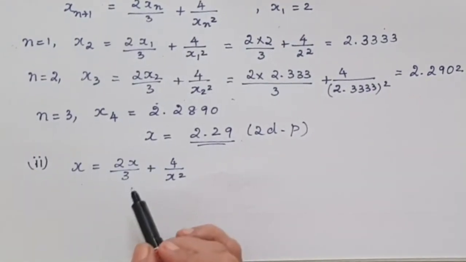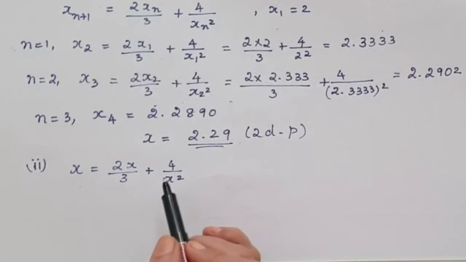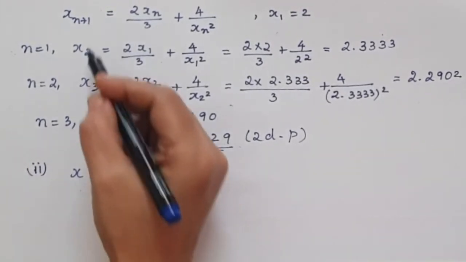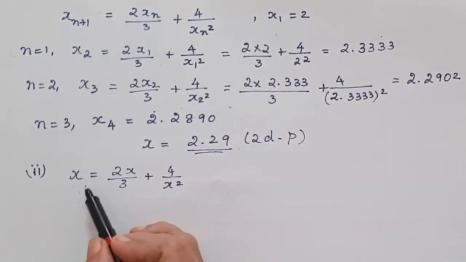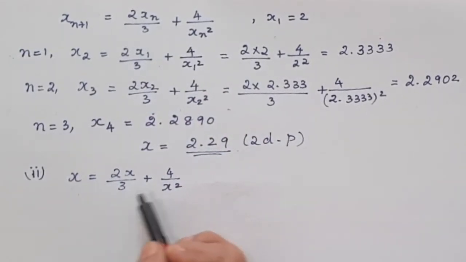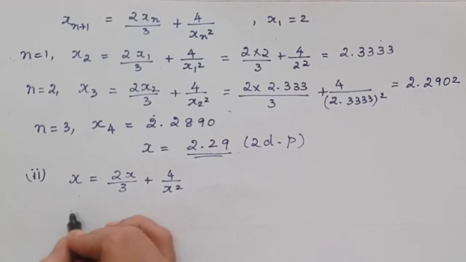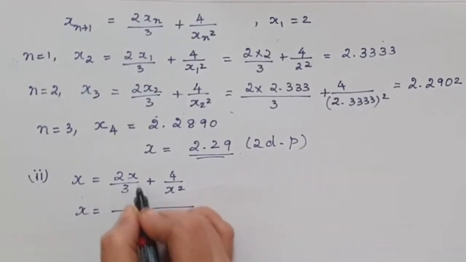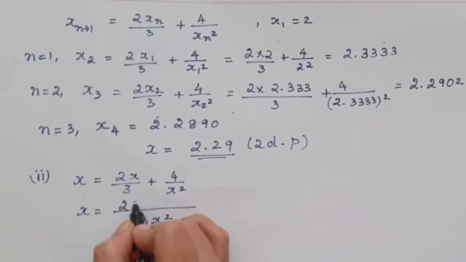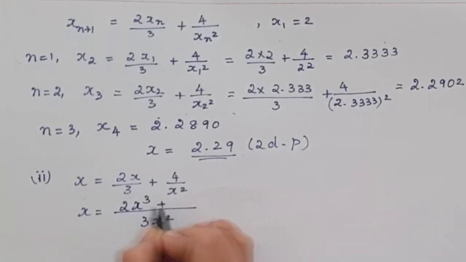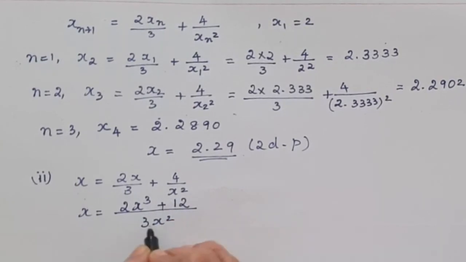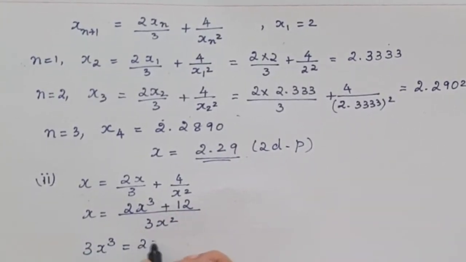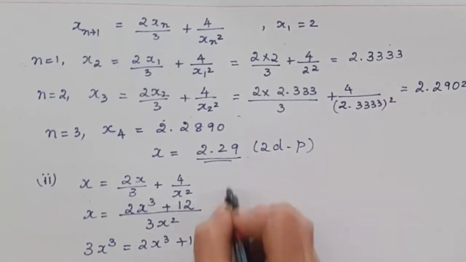Now in our last part, we need to find the exact solution for alpha. In order to find the exact solution, in this equation, we are removing all the subscripts and writing it as x equal to 2x over 3 plus 4 over x squared. Now let us take the LCM for it. So it is 3x squared is the LCM. So this will give us x squared times x, which gives x cubed, plus 4 times 3 is 12. Now cross multiply it. 3x cubed will be equal to 2x cubed plus 12.